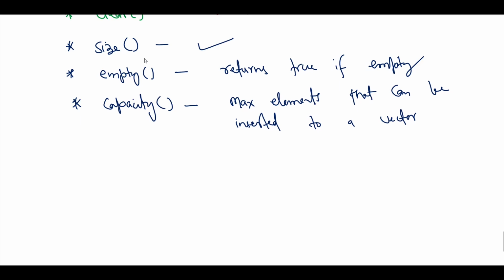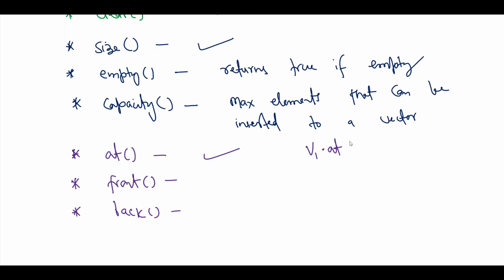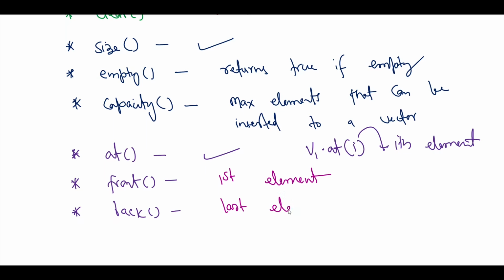Then we have some other functions, and finally these three functions that we are going to discuss at this point. The at function works in the same manner as it works with the array. So if you want to find out something like this, it's going to return you the ith element, right? And front is going to return you the first element of the vector, and back is going to return the last element of the vector, right? So this was all about vectors.